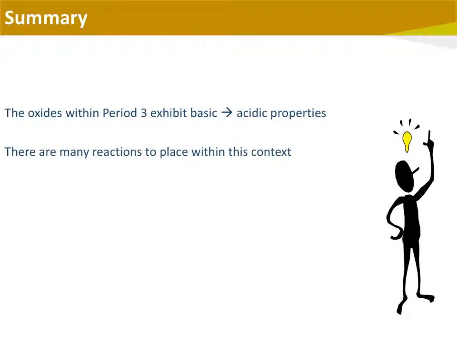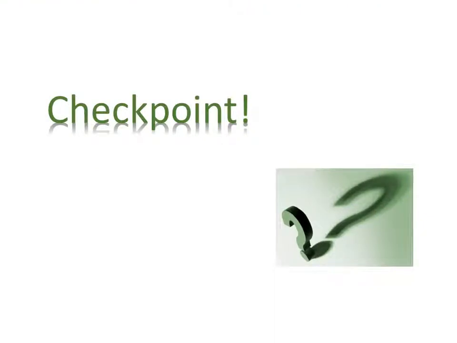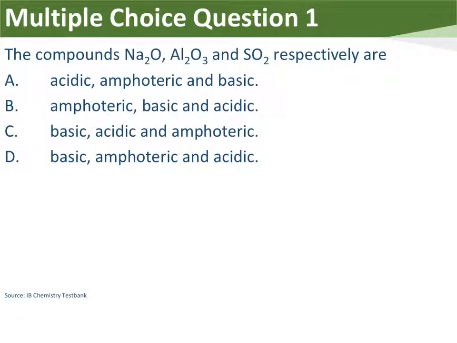So now, as a summary, the oxides within period 3 exhibit basic to acidic properties going across the period, and there are many reactions to place within this context. You might consider a summary statement of some sort to think about group 1 and group 17, the alkali metals and the halogens. What kind of summary can you use to remember those groups? Checkpoint question time. Checkpoint question 1, the compounds sodium oxide, aluminum oxide, and sulfur trioxide respectively are A, B, C, or D. Enter your answer and come back for a discussion.